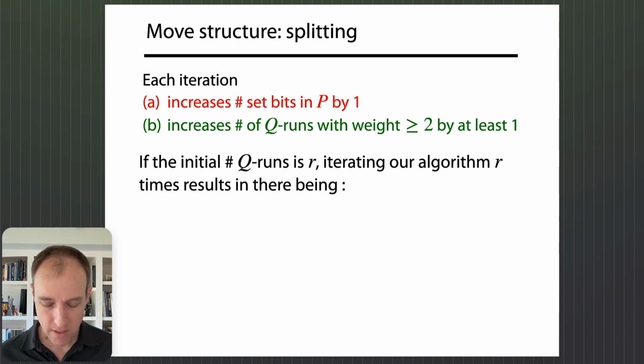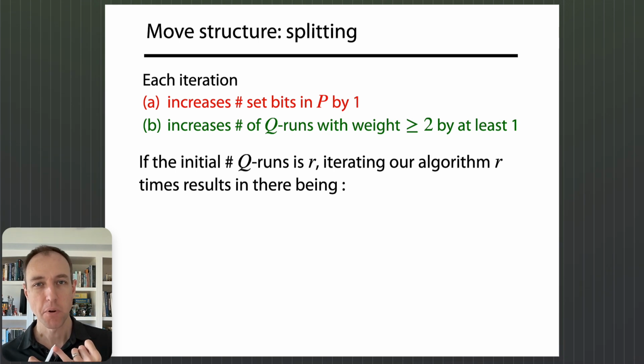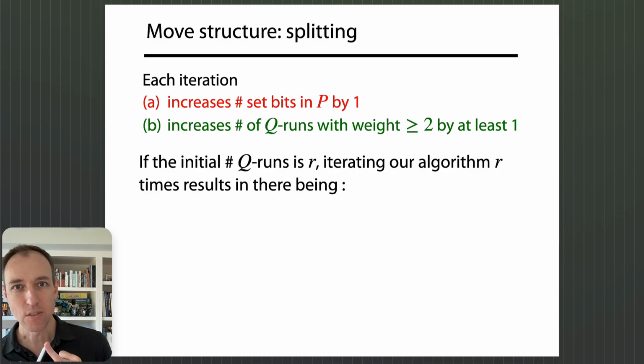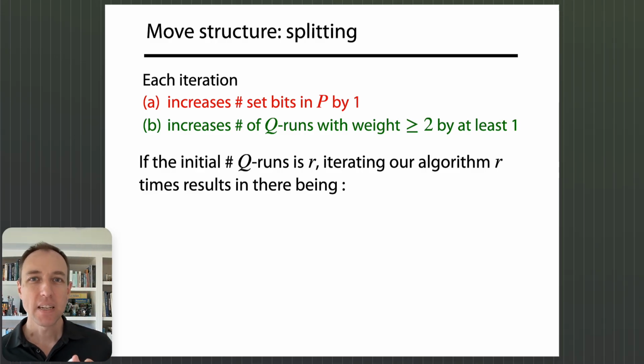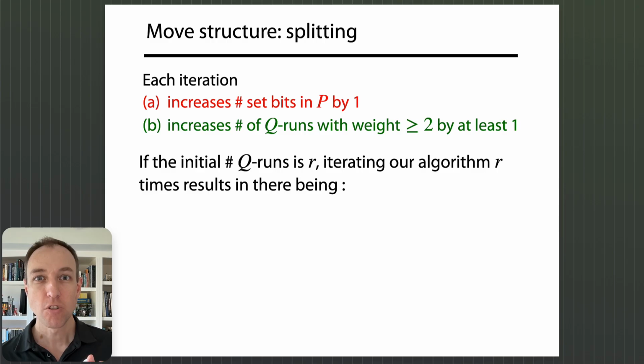Okay? So if these two things are true, in other words, if at each iteration we increase the number of set bits in P by 1, but we also increase the number of Q runs that have weight at least 2 by at least 1, then something eventually has to become true such that we know we're going to stop, right? In other words, a stopping condition will eventually become guaranteed.